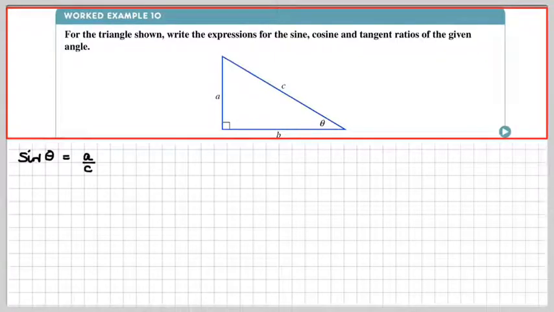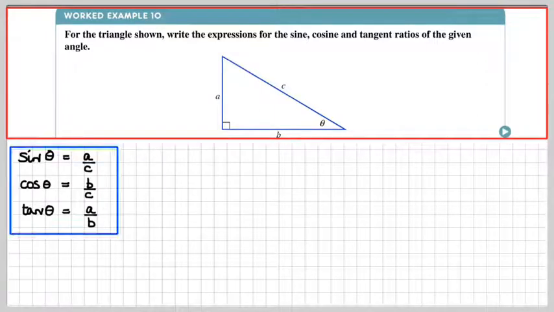So, sine equals A over C because that's opposite over hypotenuse. Cos equals B over C because that's the adjacent over the hypotenuse. And you guessed it, tan is, what is it? Yes, it's A over B because that is the opposite over the adjacent. So, SOH CAH TOA. Mr. Box, thank you, Mr. Box, and hello to you.